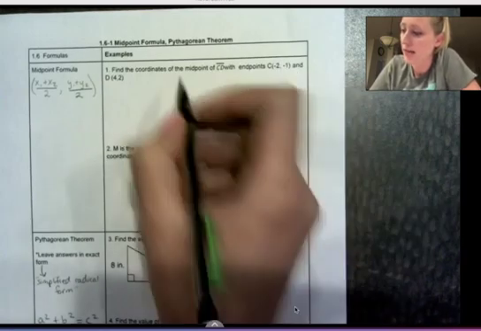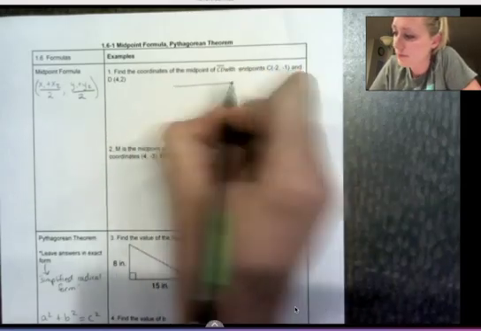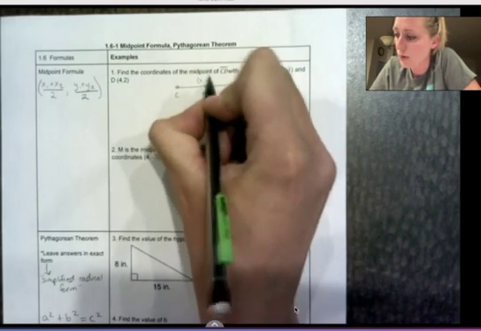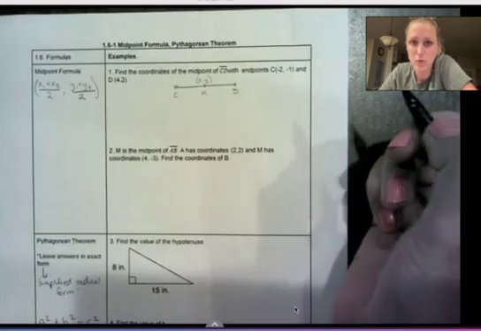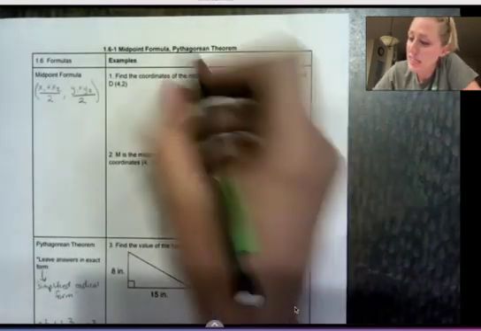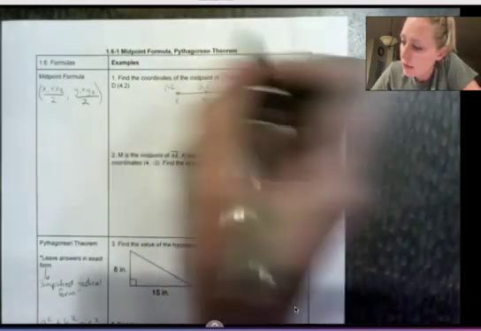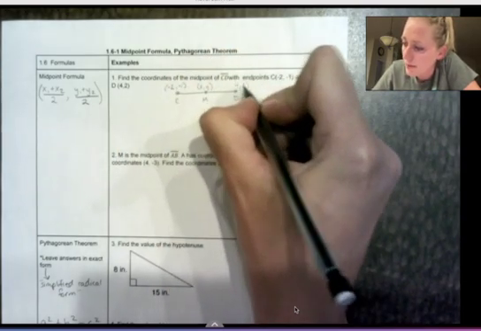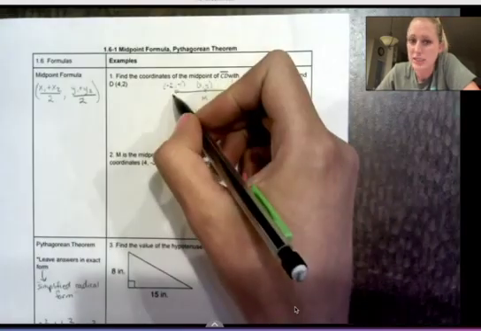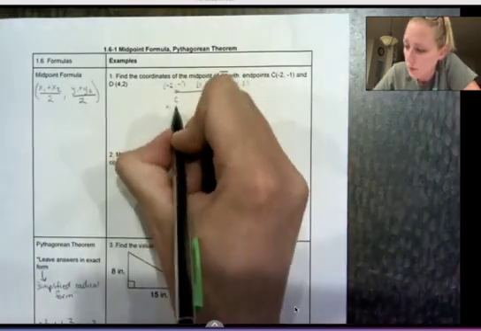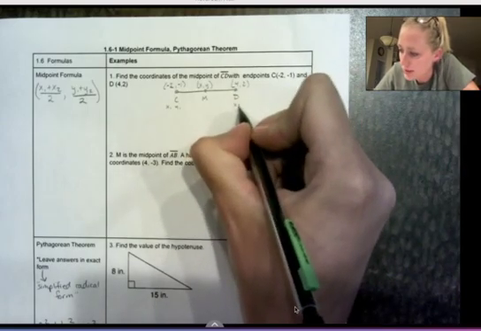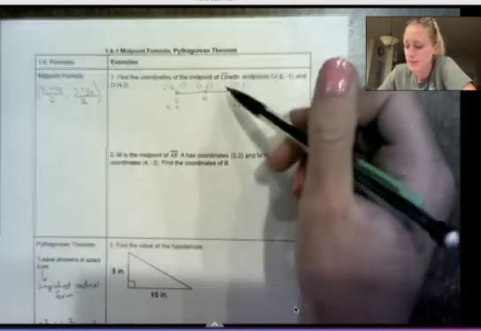So here I have CD and some midpoint M. We want to find the coordinates of M, the x and y ordered pair, if C has the point (-2, -1) and D has the point (4, 2). I'm going to use this formula. C is my x1, y1, my first point, and D is my second one, x2, y2.